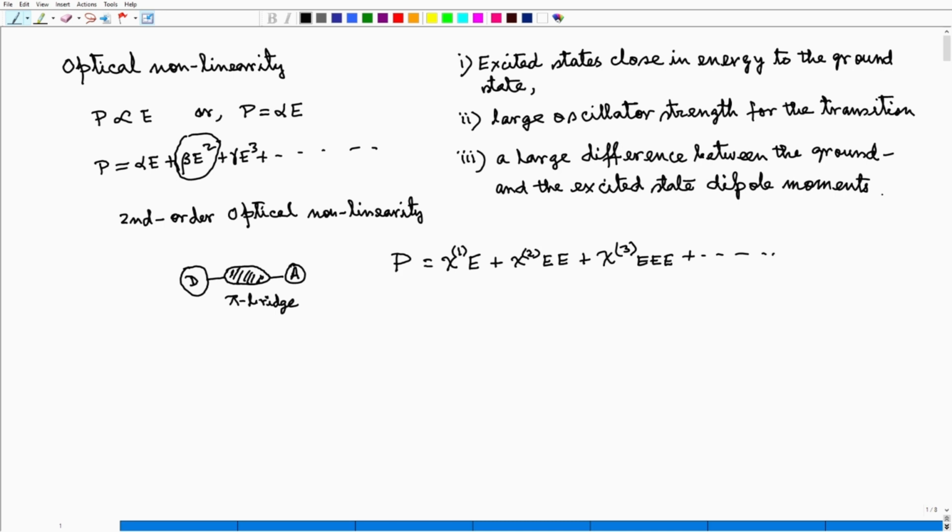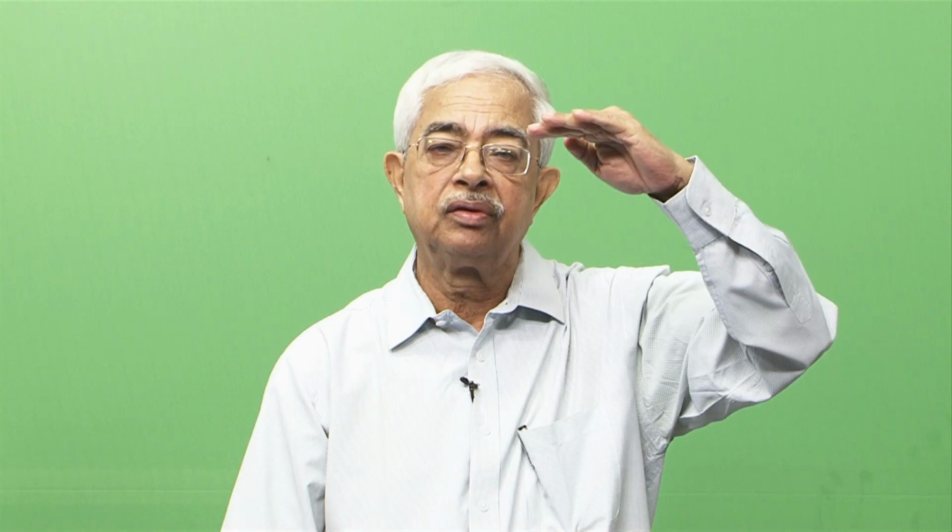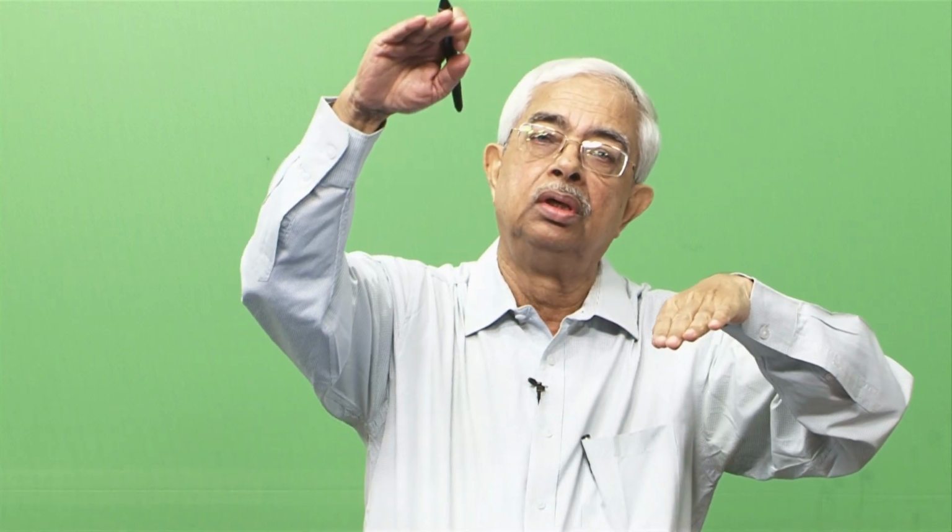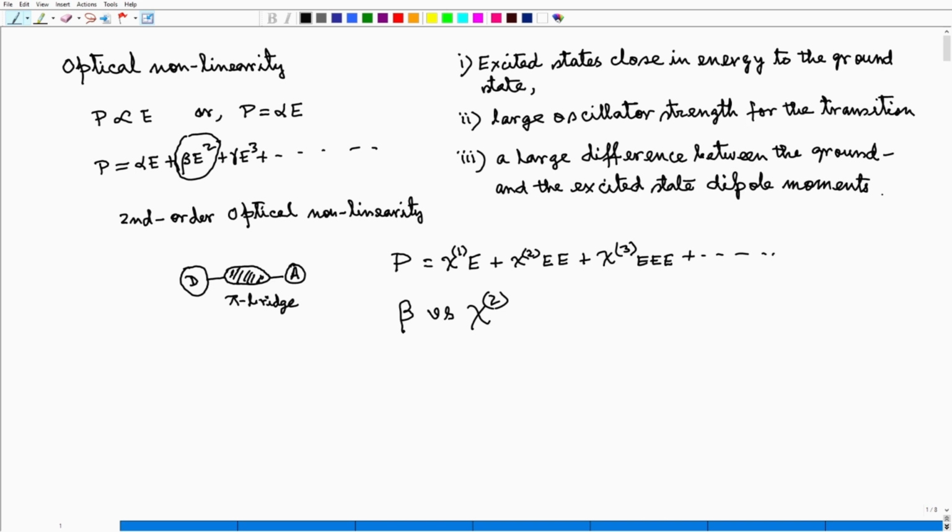Now the question is, common sense will tell us a high beta value means... I am now interested in beta versus chi 2. Beta is the molecular and chi 2 is the bulk. So, at first hand we will say that we have to make beta values high, because we want chi 2 to be high, and we will assume that a higher beta value means chi 2 is also more. That is right, but not always right. A large beta value does not guarantee chi 2 to be large. Why?